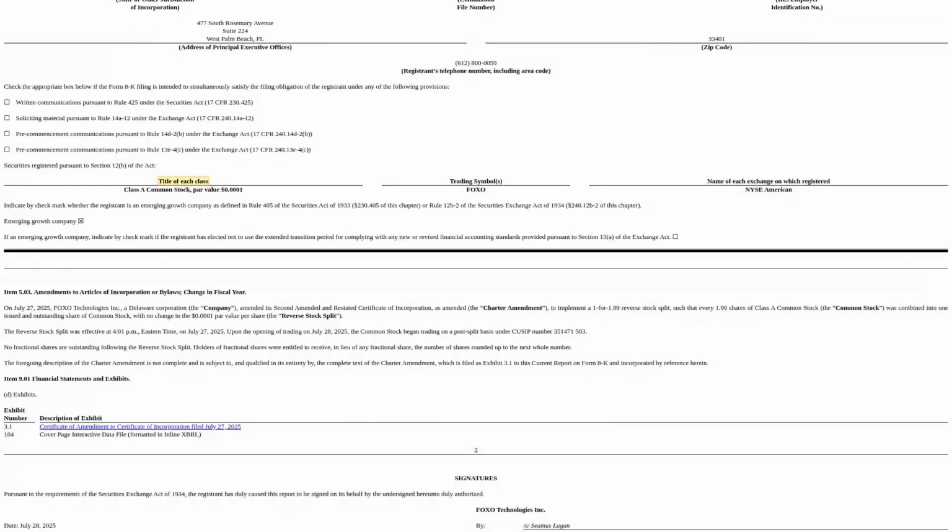Their main security called out here is Class A common stock, and it trades under the symbol FOXO on the NYSE American. This is important because being listed on a major exchange like NYSE American generally lends a company more credibility and provides access to a larger pool of investors.